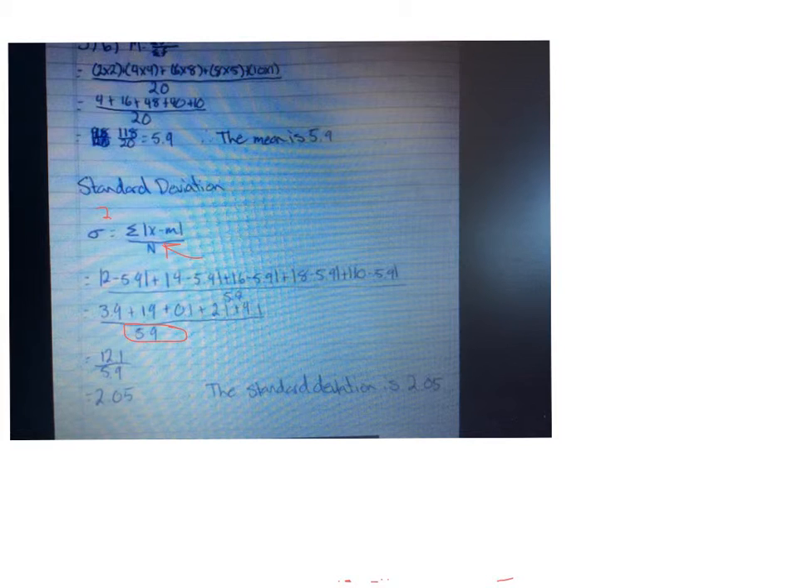start off with the proper formula, which is sigma squared equals the sum, sorry that looks like a G, the sum of your x value minus your mean squared over n, which is the number of data values that you have.